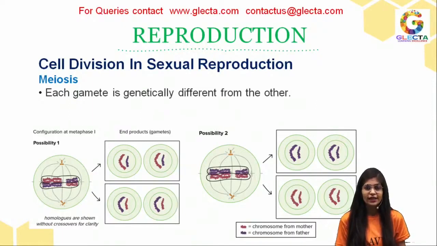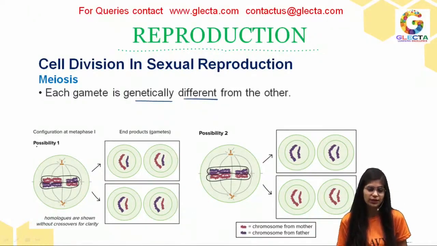Each chromosome that has formed a gamete will be genetically different from the others. When I say genetically different, I mean that there are different possibilities of chromosomes going down into a particular gamete. For example, if you see possibility number 1, you can see that there's this red one and one blue one, another one with red which is longer, blue which is shorter.